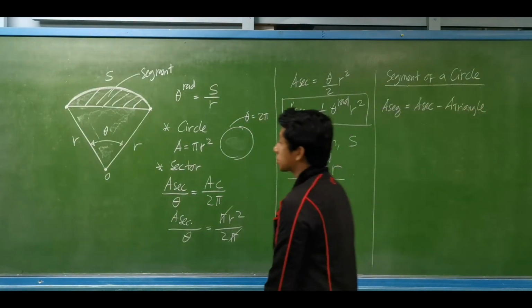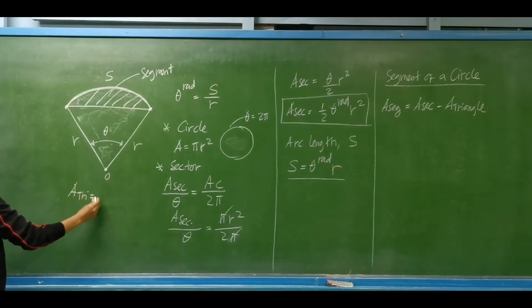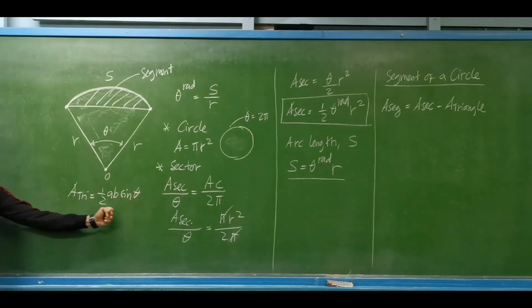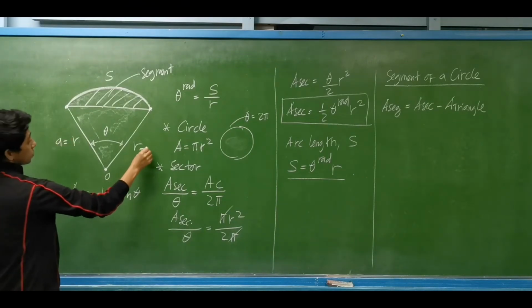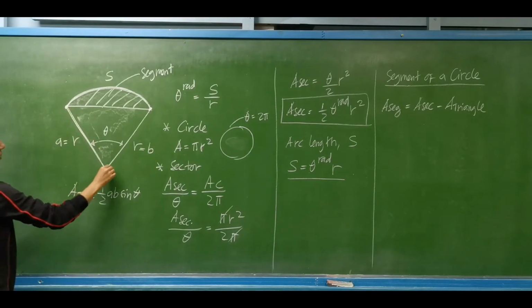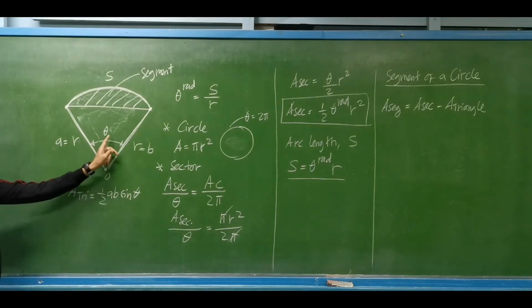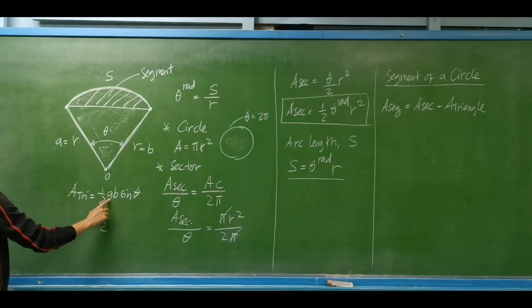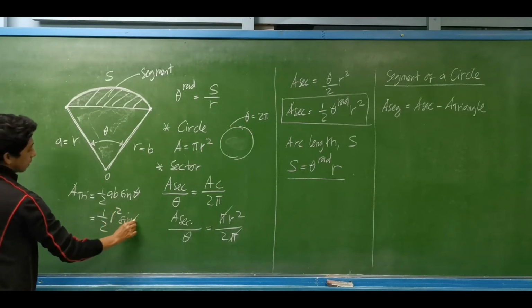How do we compute the area of this triangular portion? We can have the area of the triangle as 1/2 AB sine of theta. You're familiar with this equation. But for this case, A is R and B is the same as R. Those are the two adjacent sides, and we know the angle in between, or the included angle. So we can have the area of the triangle as 1/2 R squared sine of theta.